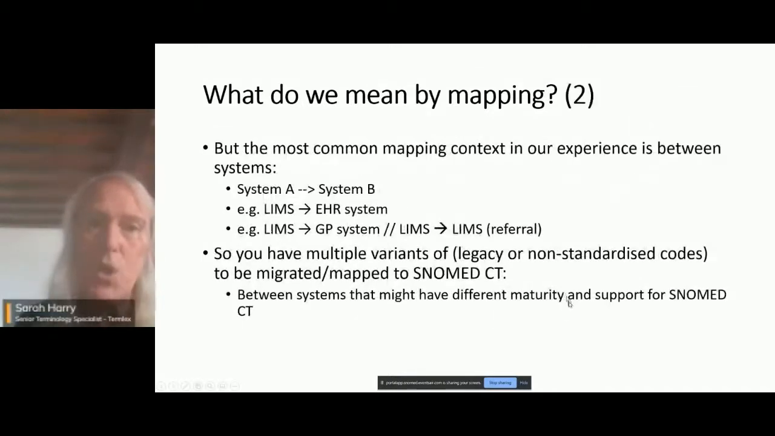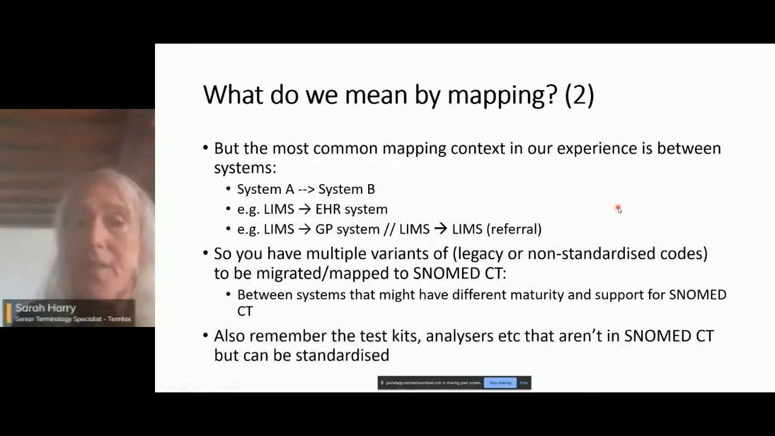But what we do find actually is the more common requirement is to actually be mapping between systems, from system A to system B. And so it tends to be things like mapping from a LIMS system to an electronic health record system, a LIMS to a GP system, and LIMS to LIMS as well, where we might have send away tests, things sent to central laboratories for testing, specialist labs, and sent back again. And that whole journey gets a variety of coding along the way. So we have multiple variants of legacy, non-standardized codes to be migrated and mapped to Snomed CT between systems that might actually have different levels of maturity and support for Snomed CT. And there are other things that could be standardized as well, but we'll again leave those to one side.